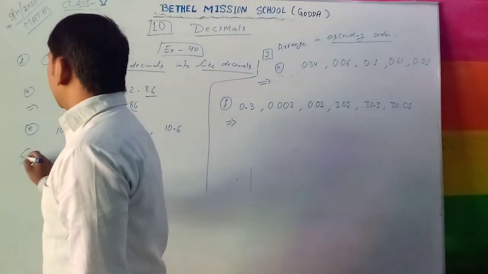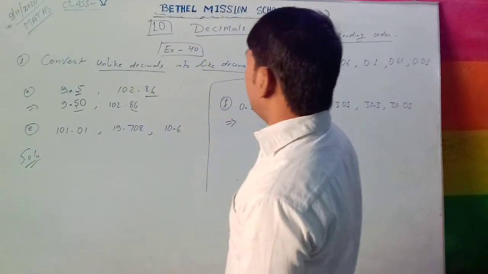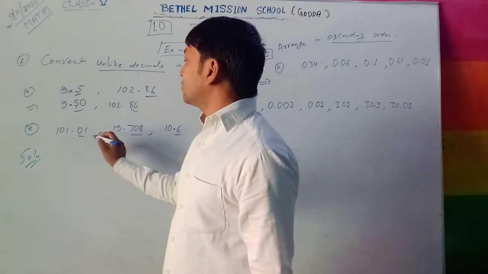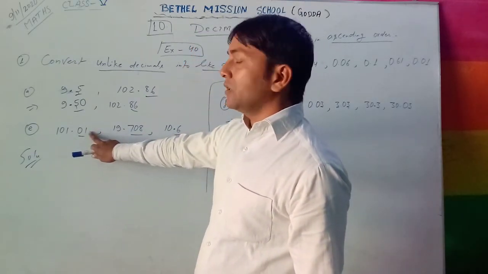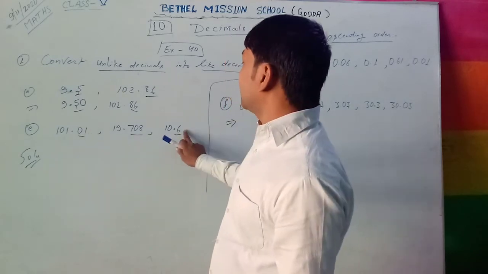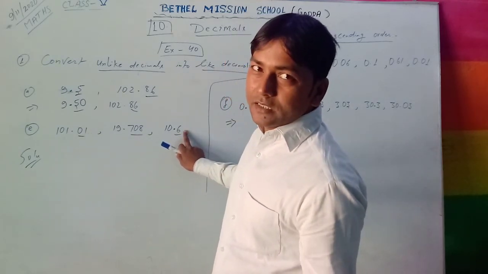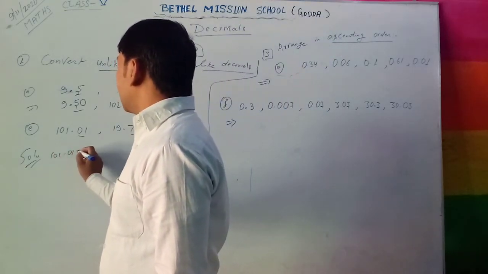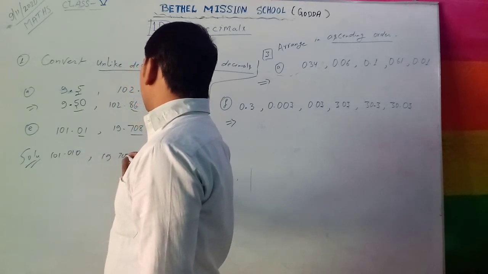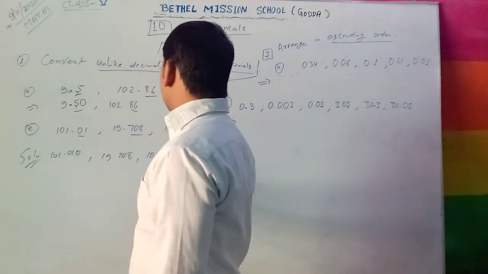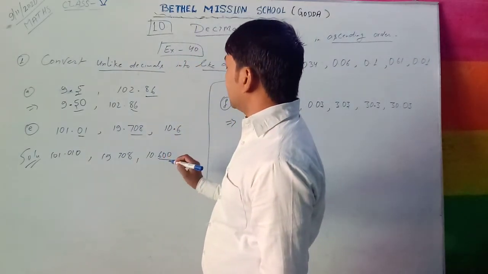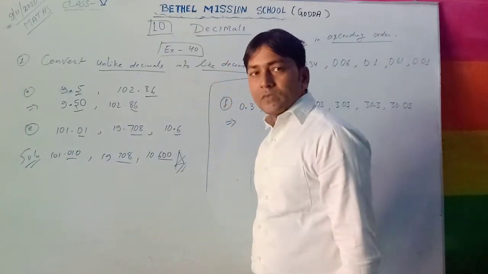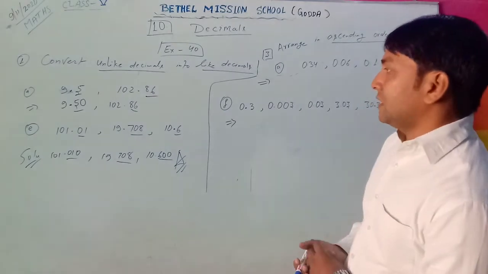Same you can do in question E. What is the maximum decimal place? There is 1, there is 3, there is 2. If we put 0 here, this becomes 3 decimal places, and here 2 zeros, so this becomes 3 decimal places. So you can write 101.010, and here there is no change, and here 10.600. Now this becomes 3 decimal places, 3 decimal places, 3 decimal places. This is the answer.